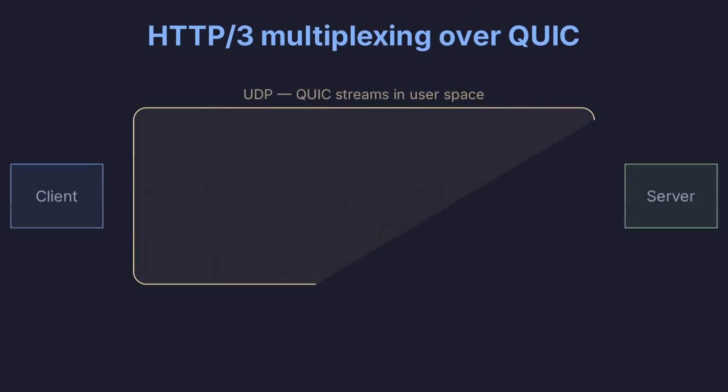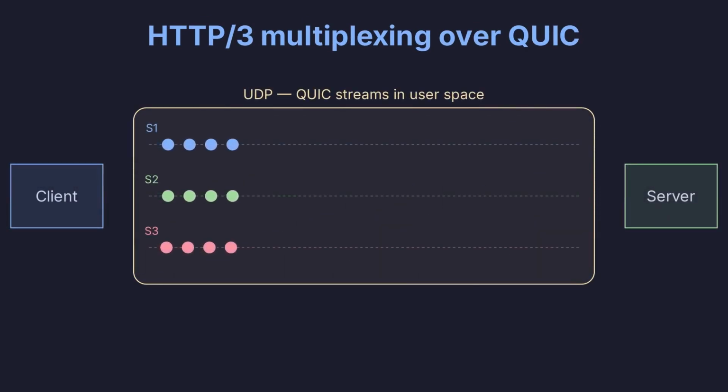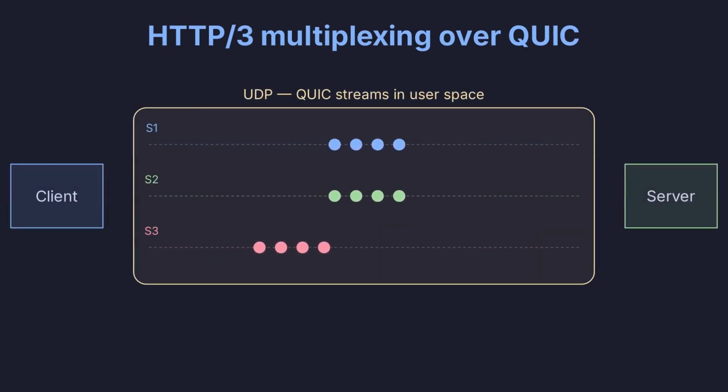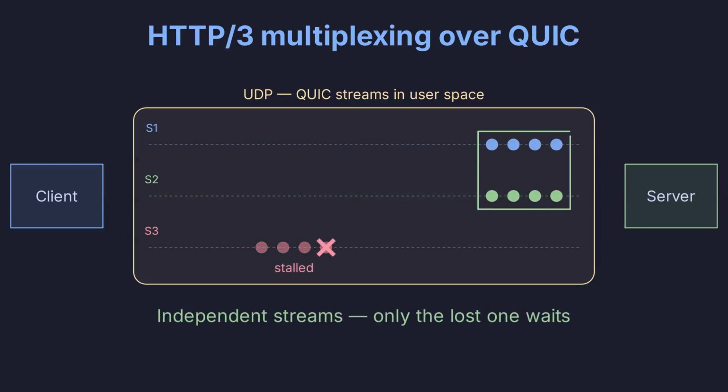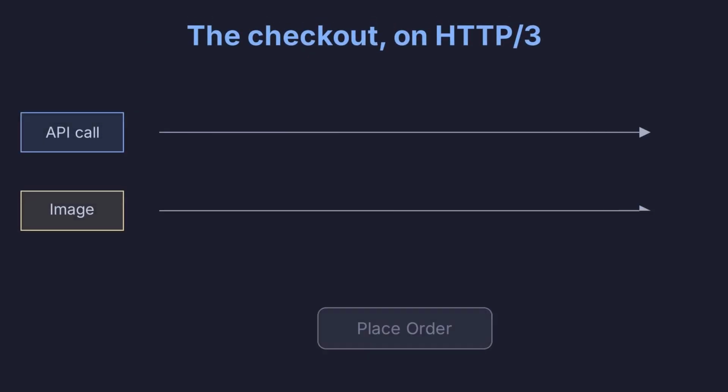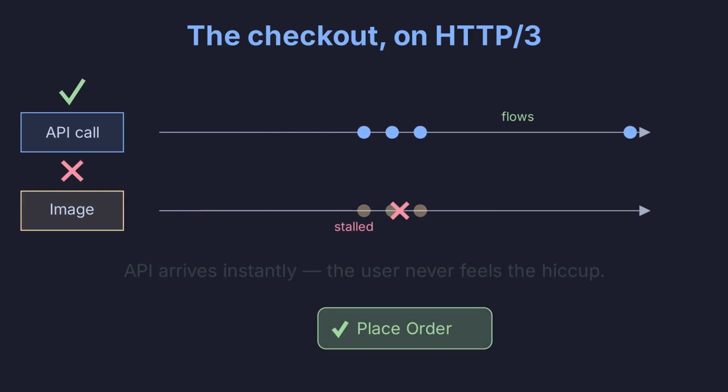HTTP 3 fixes this by replacing TCP with QUIC, which runs over UDP. QUIC implements its own stream multiplexing right inside user space. Each stream is independent. A lost packet on one stream only blocks that stream. Other streams continue delivering data without interruption. In the checkout example, the API call stream is completely unaffected by a packet loss on the image stream. The critical cart validation arrives instantly. The user never feels the hiccup.